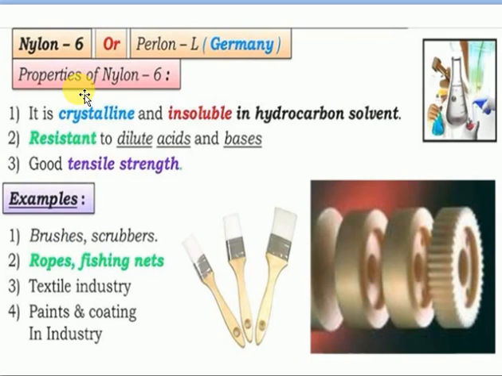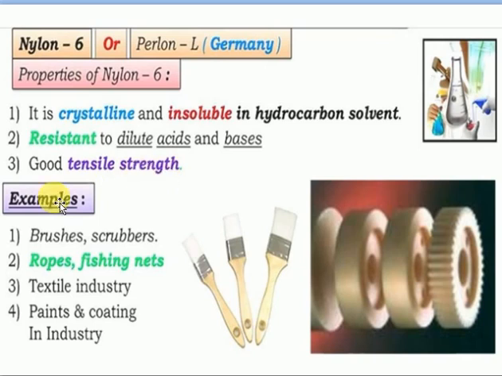Next are the properties of nylon. It is crystalline and insoluble in hydrocarbon solvents. Very important: it is crystalline, insoluble in hydrocarbon solvents, and resistant to dilute acid and base. They won't react with acid and base. Generally it has good tensile strength.